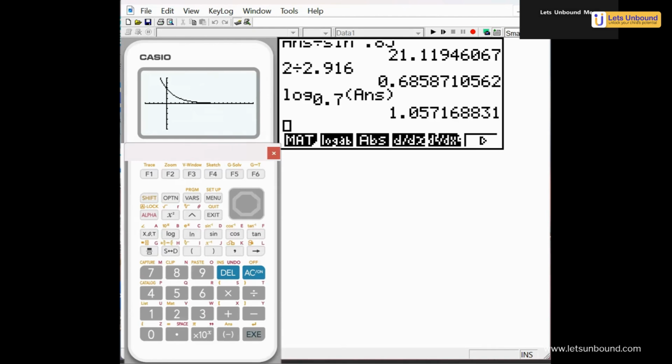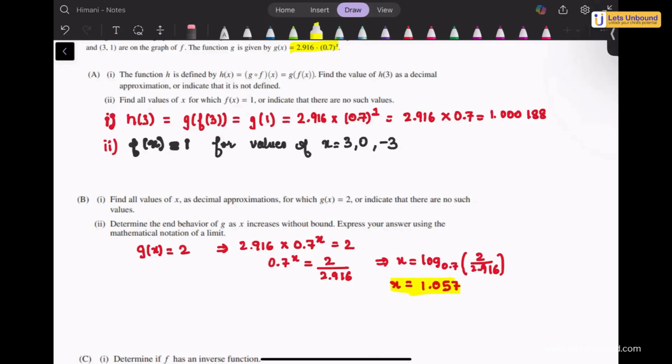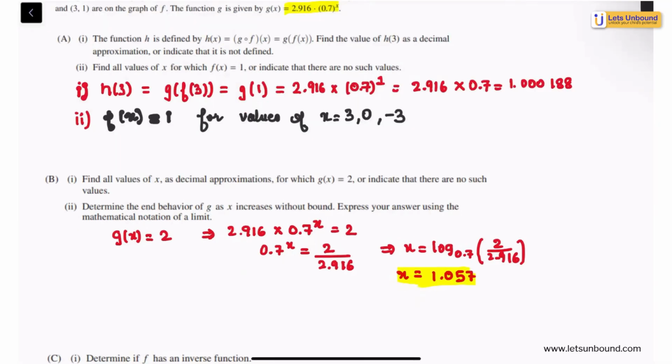So let's write it down in mathematical notation now. As the value of x tends to infinity, the y value tends to 0 because x is increasing without bound. And in limit notation, we can write it as the limit as x tends to infinity of g(x) is 0. So this is its value in limit notation that we can express.